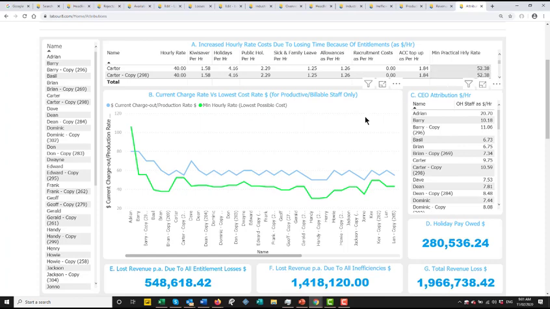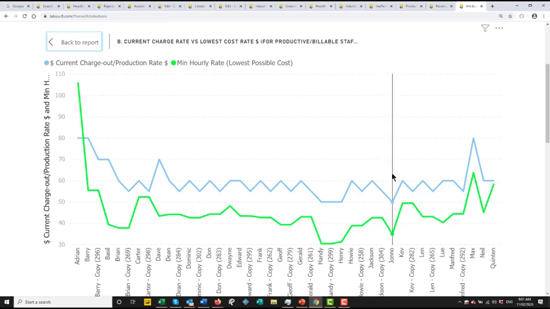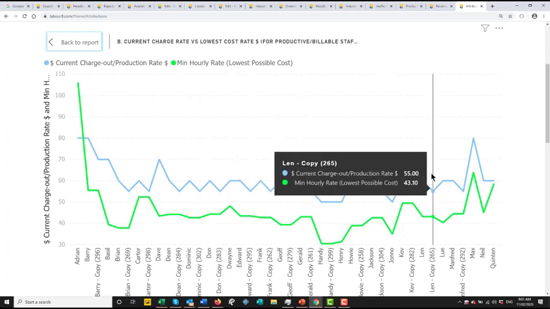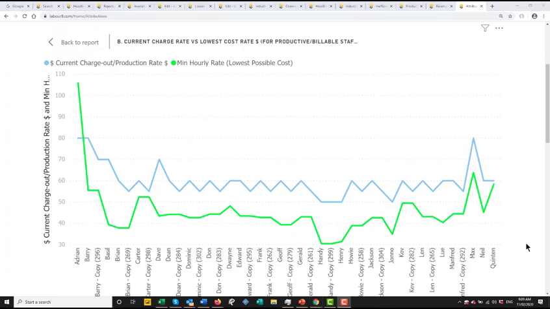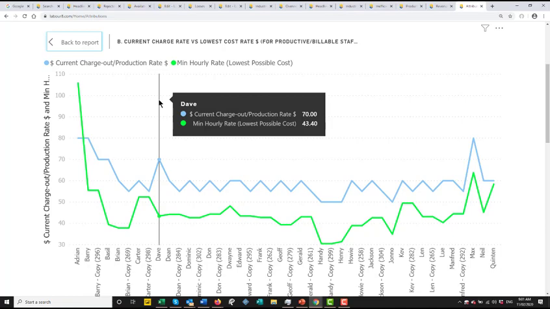If not, then move down here to the B widget and we'll just focus in on that. What you can see very quickly is the current charge out rate, which is the blue line, and the minimum hourly rate, which is the lowest true cost of what those staff cost you. And by looking along the line, you can see the variance and where you're making most money out of which individuals. So it's a case of lowering the costs, which is the staff salaries, or increasing the charge out rates and or increasing your business efficiency.